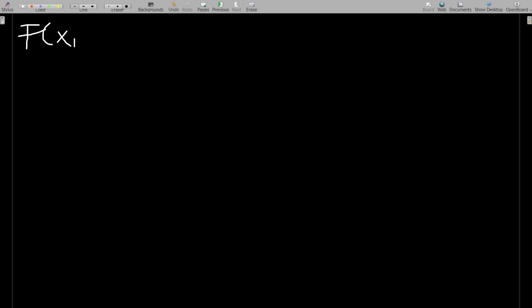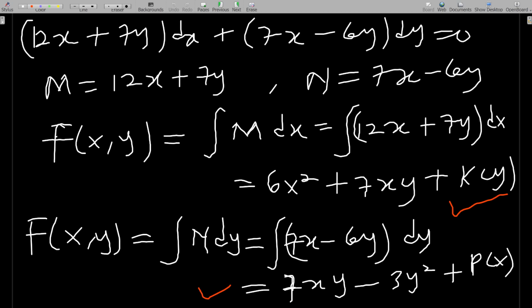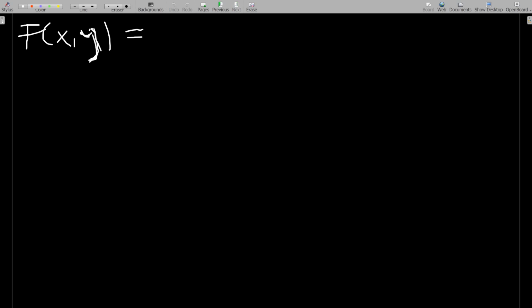In order to get f of x, y, the total f of x, y should be equal to summing the two solutions you had. This is 6x squared plus 7xy plus the whole of this. But I realize that 7xy is appearing in both, so you just keep one of them. Don't sum the two and write 14xy. Just write one of them, and then write the remaining function in the other one, and then you throw away the constants, that is the constant function. So this will be equal to 6x squared plus 7xy minus 3y squared, and that is all. You throw away the constants.